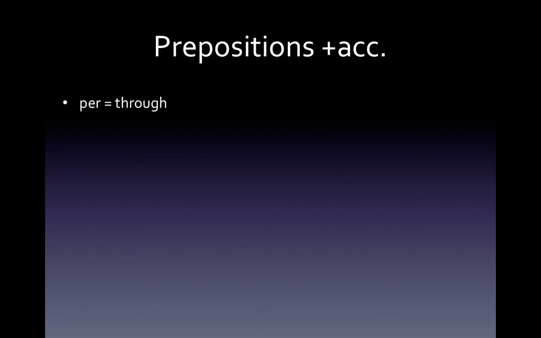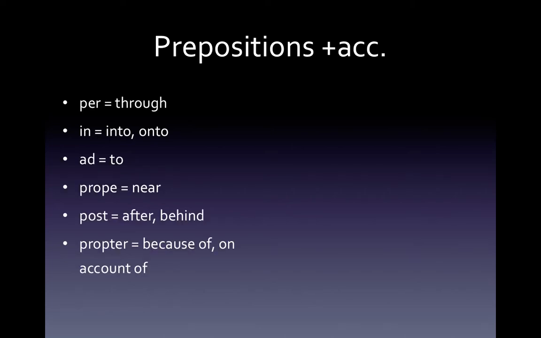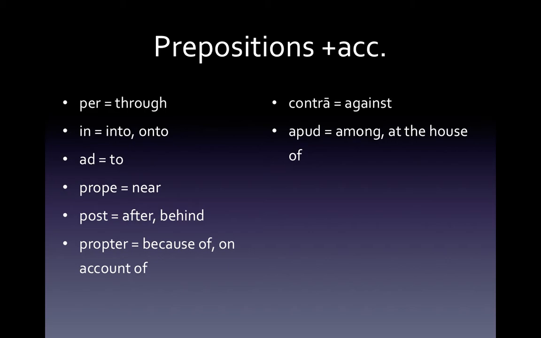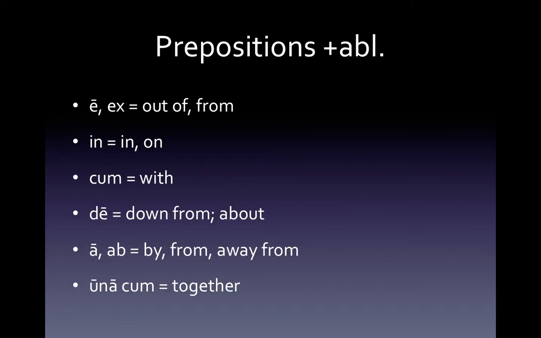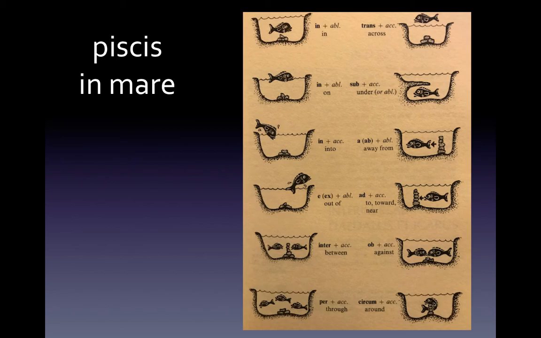And here are some prepositions that take the accusative. We have per, through, in, when with the accusative means into or onto, ad, prope, post, propter, contra, apud, inter, and that's it. Prepositions that take the ablative: e or ex means out of or from. When in is followed by the ablative, it's just showing location, in or on. Cum means with. We have de, a or ab, and unicum, which means together.